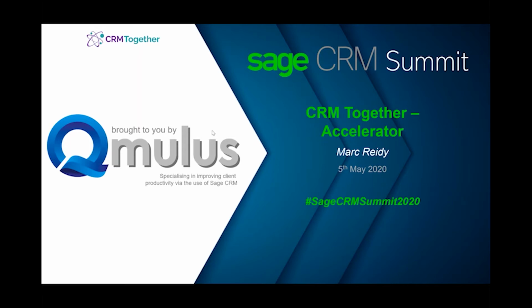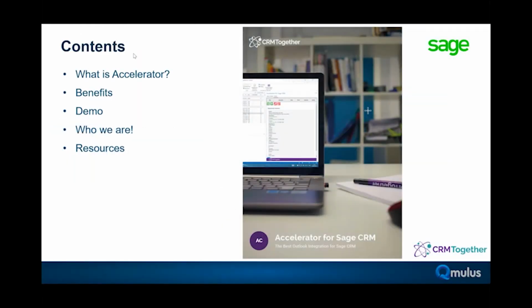Okay, so we'll get going on things here. This is the Accelerator product. It's the Accelerator for Sage CRM, so we'll jump right into it. What we're going to run through today is we're basically going to answer the question, what is Accelerator, essentially?